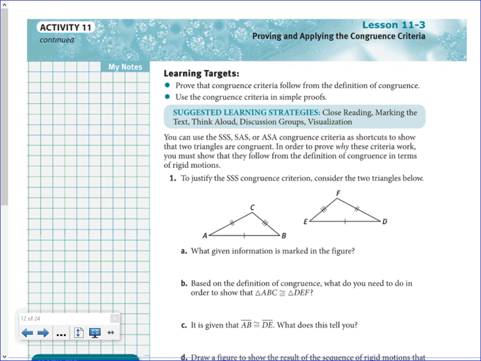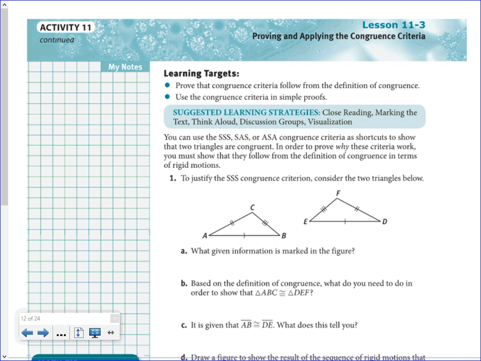All right, so today we're going to be looking at lesson 11.3, dealing with proving some of the triangle congruence criteria. Specifically, we're going to be proving the side, side, side, the side, angle, side, and the angle, side, angle. We're not going to look at angle, angle, side as much today. We'll deal with that in lesson 11.4.